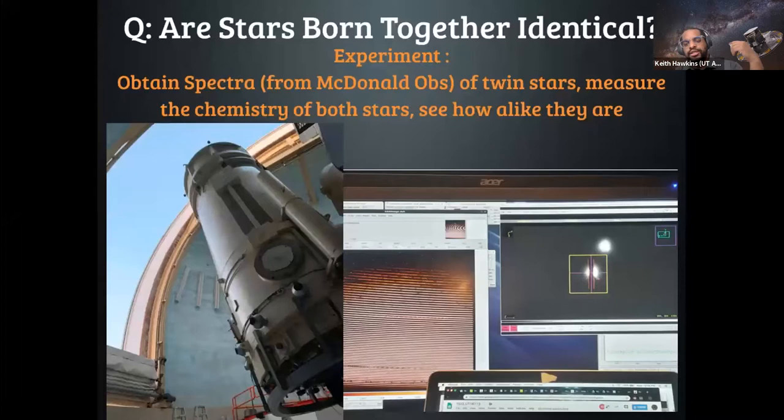And so when I moved to Texas about two or three years ago, we said, okay, let's see if we can do this, but now for 25 pairs. So we obtained high-res spectra from McDonald Observatory for 25 wide binary pairs. This is the 2.7 meter that we used. This is our workhorse instrument. And this is one of the wide binary pairs. And we explicitly chose those pairs.